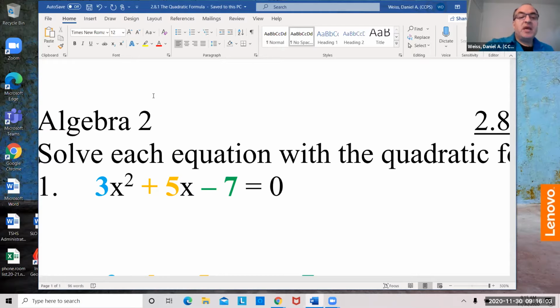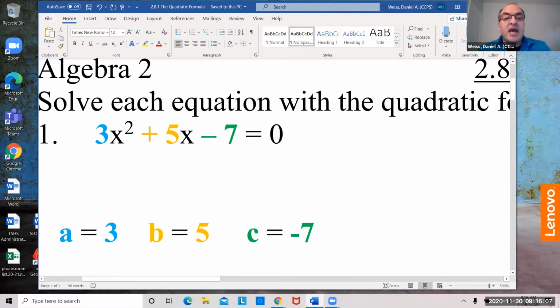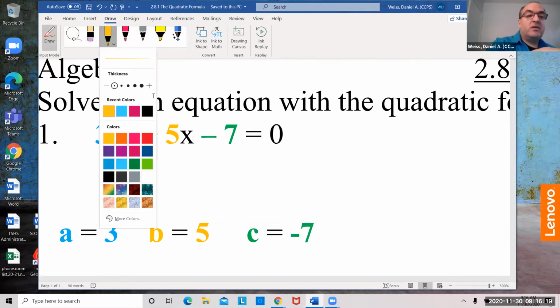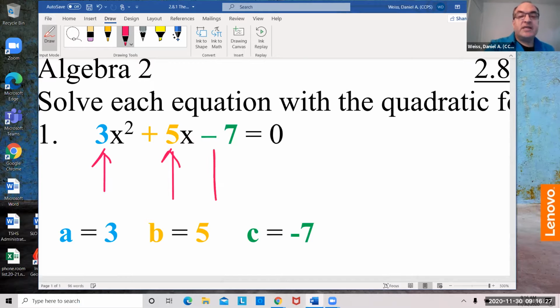here's what I do. I say there's A, B, and C. A equals 3, B equals 5, C equals -7. This is always the case, okay? So this guy is always going to be A, this guy is always going to be B, and this guy is always going to be C, okay?